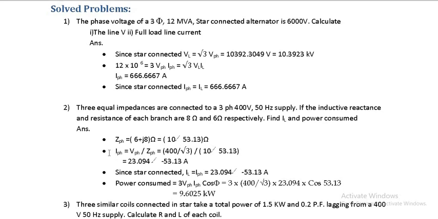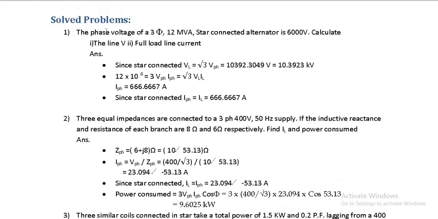Then IPH will be equal to VPH upon ZPH. Now what is the VPH value? See, unless and until specifically mentioned, the given value will always be taken as line value. You can see in the first problem it was specifically mentioned that it was a phase value, so we took it as phase value. But over here, is it mentioned anywhere that it is line value or phase value? No. So you will be treating this value as line value.